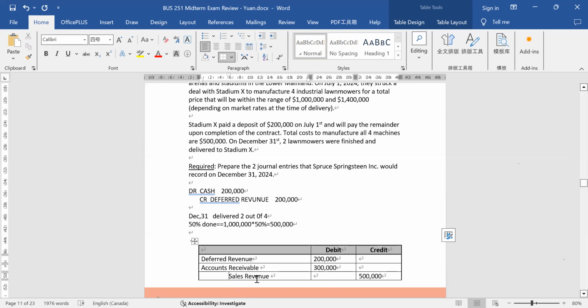And when you do the revenue, what is the rule? You always credit revenue. So we credit revenue. And accounts receivable is an asset. So you always debit assets. You always debit accounts receivable when it goes up.